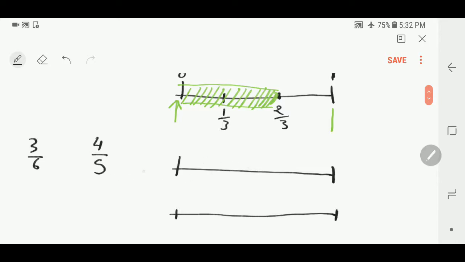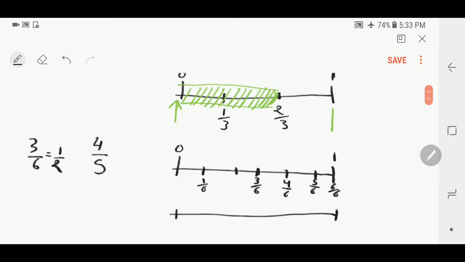we're gonna cut the line from 0 to 1 into 6 pieces. So if I cut it in half, and then 3, and then 3. So this is 1/6, 2/6, 3/6, 4/6, 5/6, 6/6. So 6/6 is equal to 1. So 3/6, we can actually simplify it. 3/6 is 1/2. Okay. What about 4/5?